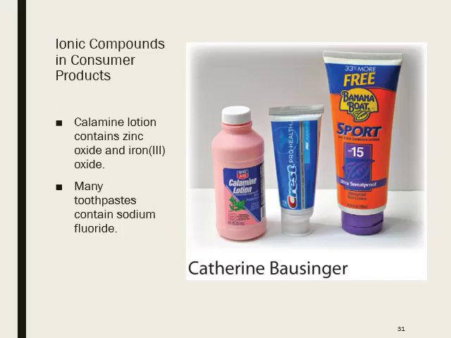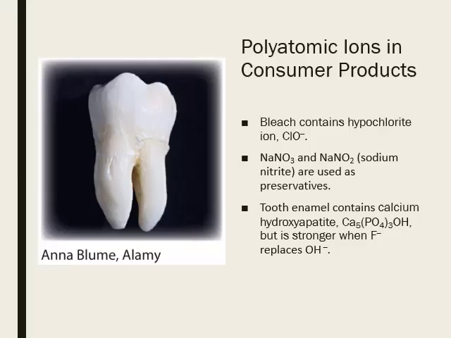Many ionic compounds are found in consumer products. For example, calamine lotion contains zinc oxide and iron(III) oxide. It's an anti-itch lotion. Zinc oxide is also found in sunscreen lotion. Many toothpastes contain sodium fluoride. Antacid tablets contain calcium carbonate, such as Tums.